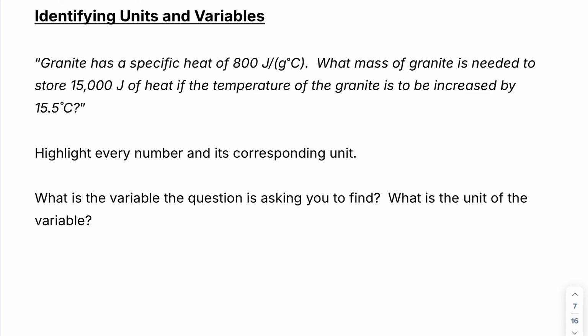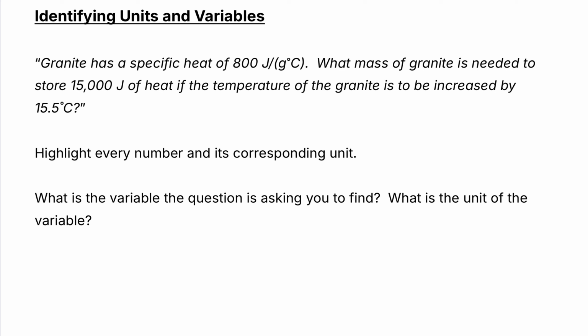All right, now we're going to talk about identifying units and variables in this particular example. Okay, so here's the statement. Granite has a specific heat of 800 joules per gram degree centigrade. What mass of granite is needed to store 15,000 joules of heat if the temperature of the granite is to be increased by 15.5 degrees centigrade? Okay, we're not going to solve this, but what we need to do is highlight every number and its corresponding unit. Okay, so let's go ahead and do that.